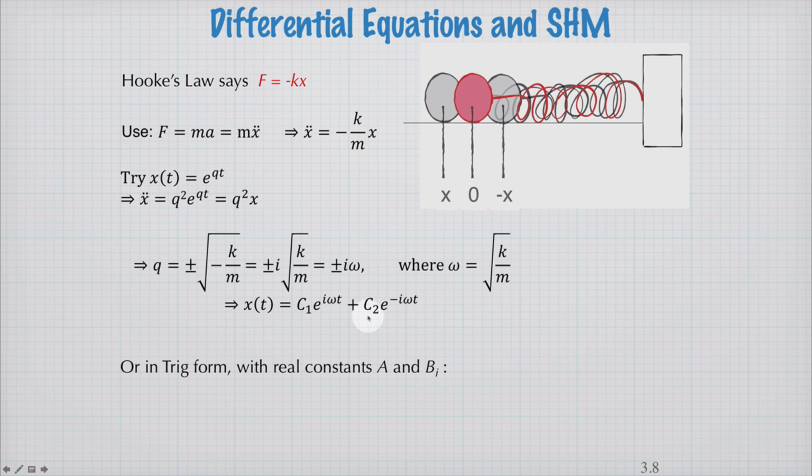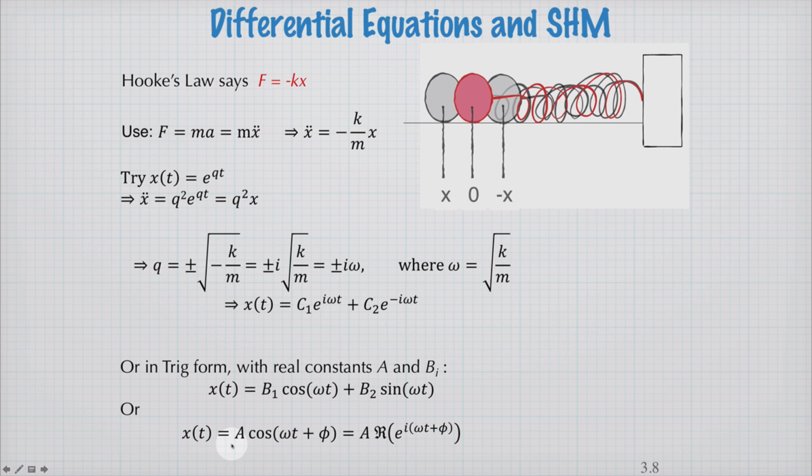There are other ways of expressing this solution. We used an exponential function here to get the answer, but we could have instead used sinusoids like this. If x is equal to b1 cos omega t plus b2 sine omega t, we can find values of b1 and b2 that would solve this equation with initial conditions. Or we could write it as A cos of omega t plus phi, because remember, if you have two trig functions of the same frequency, you can condense it into a single trig function with some phase shift and some amplitude. Or this could be expressed as A, the amplitude, times the real part of e to the i omega t plus phi, because the real part of this is nothing more than the cos function.